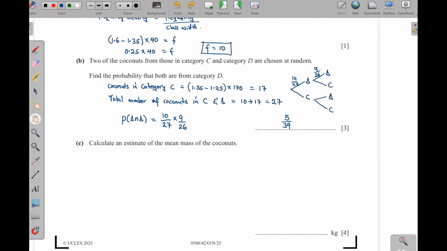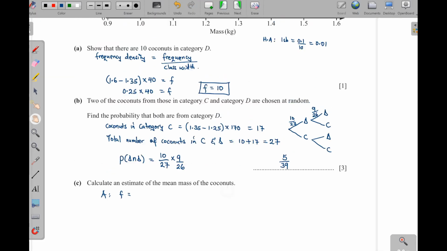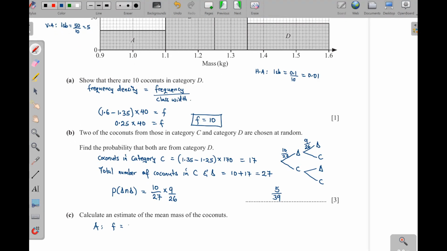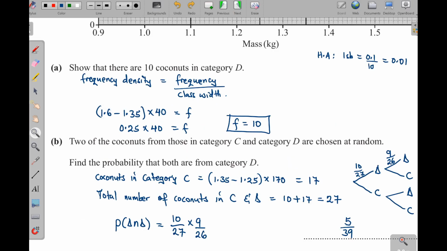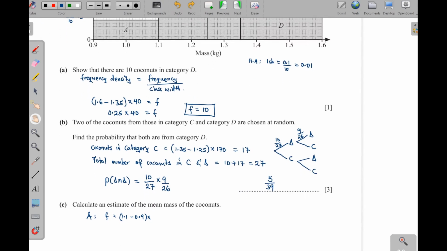Now, let me write something here. I think better. For category A, the frequency there is equal to 1.1, then minus the 0.9, then times, what do we have here? These are how many small boxes? 1, 2, 3, 4, 5, 6 times 5. That will be 30, not so? So times 30, then we get something there.